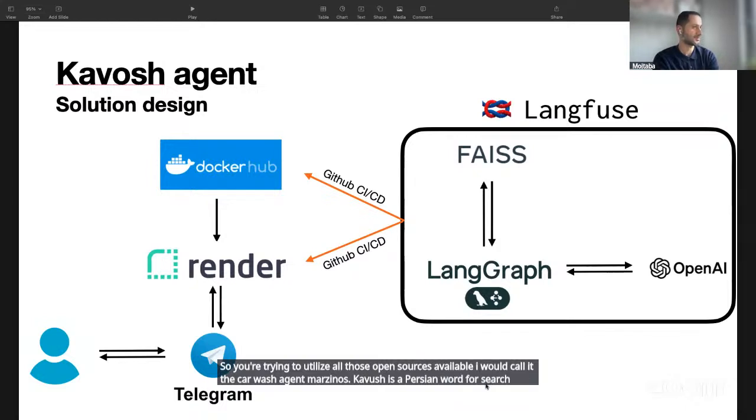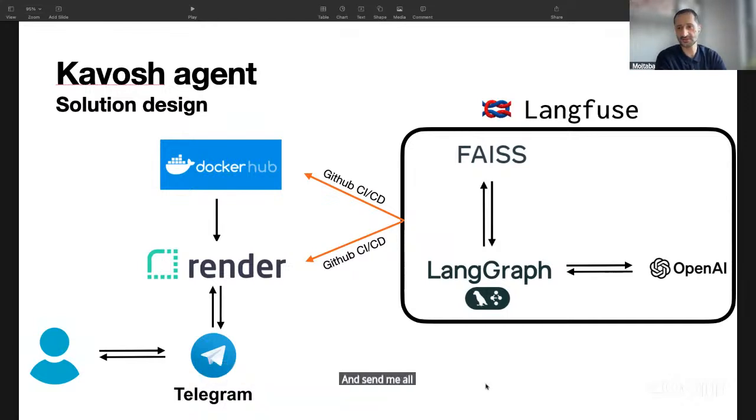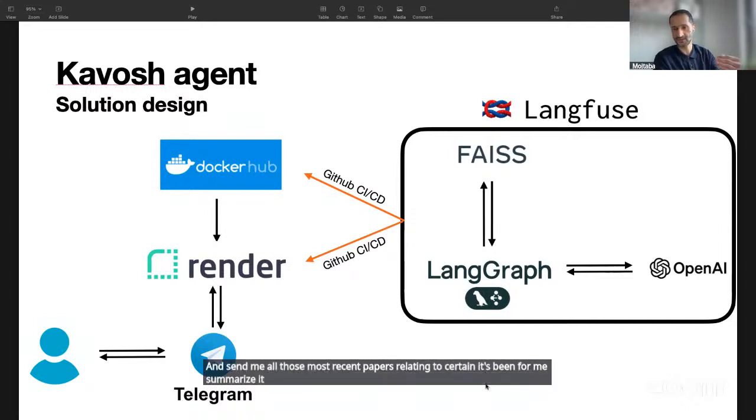Why did I build this? Because I really like to read papers. So I built this to go through arXiv, if you know it, and send me the most recent papers relating to a certain topic. It will summarize them for me and give a link. Then if I like one, I will add it to some sort of a vector database. That's something that I built for myself.